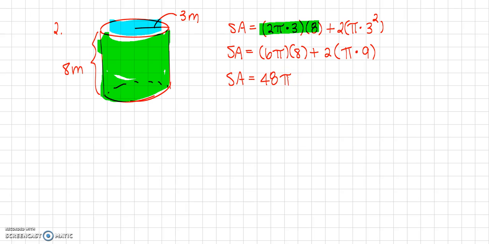And the reason I'm keeping pi in here, not substituting 3.14, is because all of my answers have pi in them. So I'm going to leave pi in there and not change those. And then 2 times pi times 9, that's 18 pi. So I can combine those. 48 pi plus 18 pi is 66 pi meters squared. So our answer is E again.